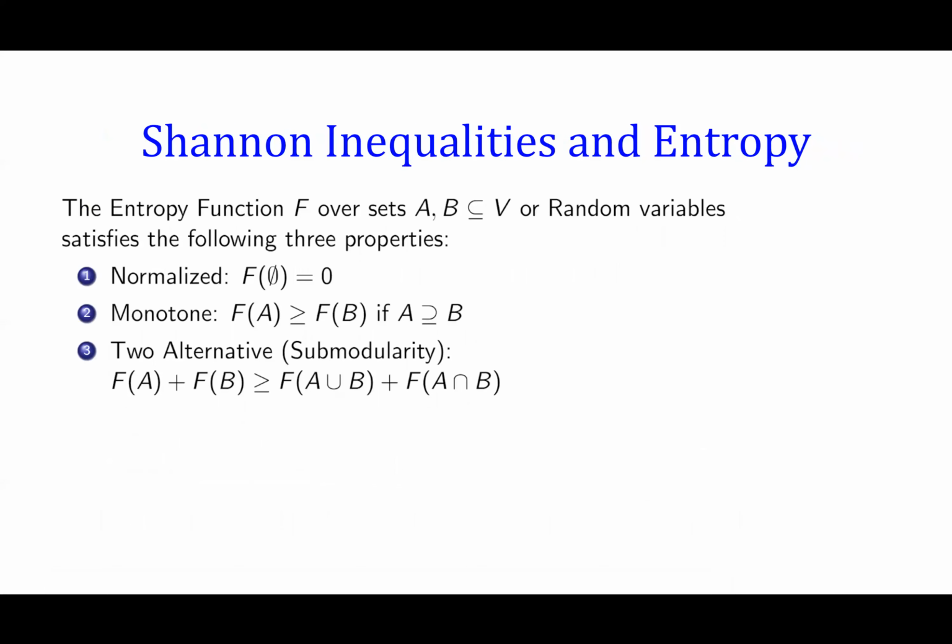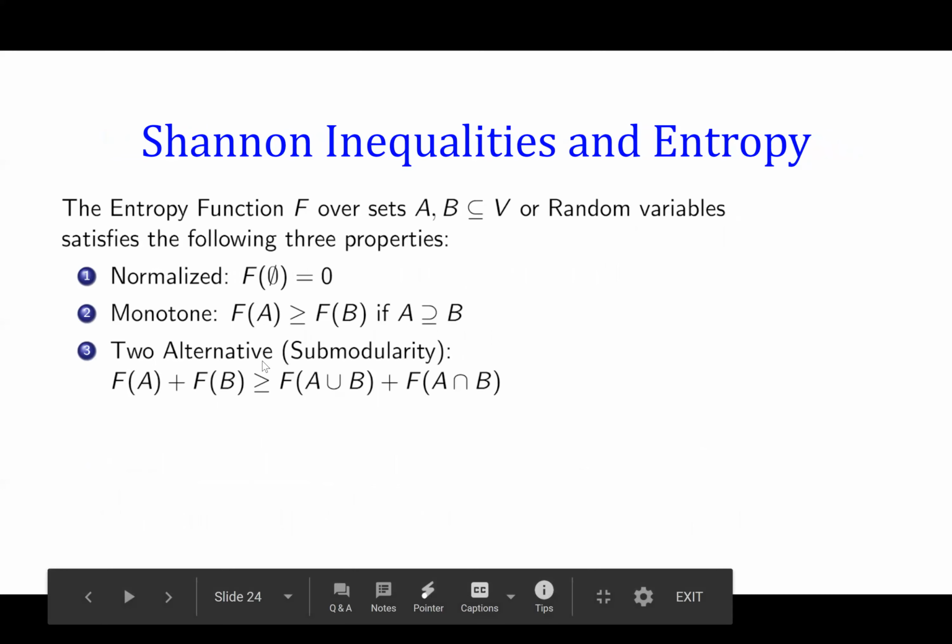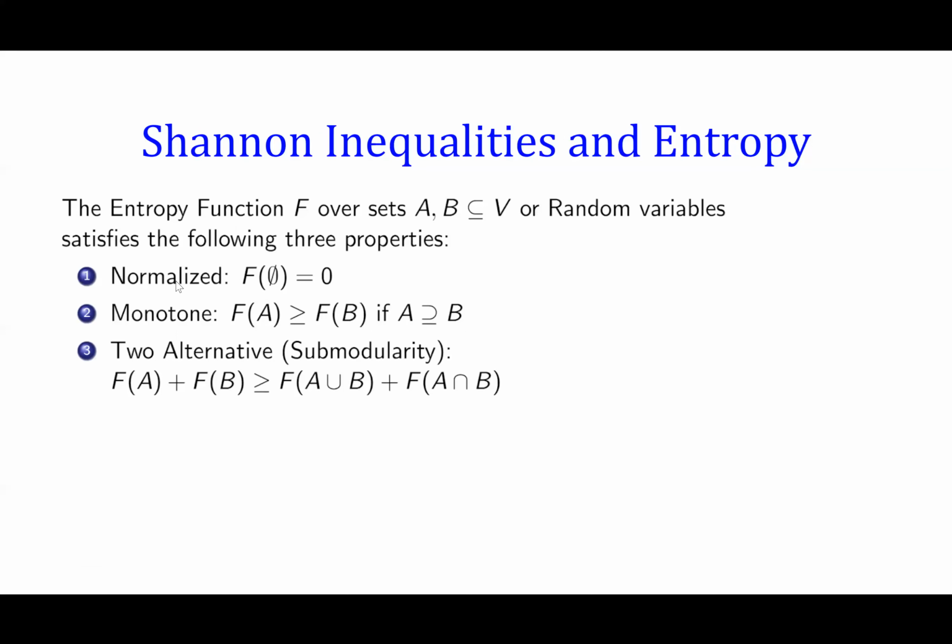Now I'll get back to entropy and talk about what makes these really information functions. Shannon, in all of his wisdom, came up with certain very fundamental properties of the entropy function. The first is that it is normalized: f of the empty set is 0. So if I have no random variables, the value of the entropy is 0. The second is that it is monotone: as I add more random variables, information only grows.